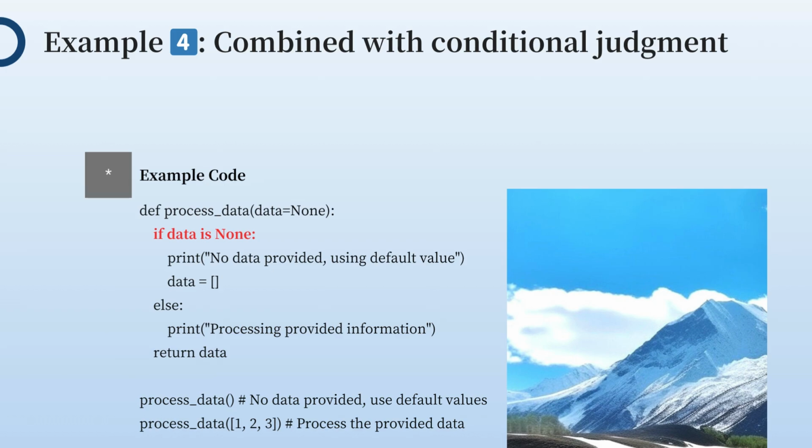Next is the fourth example, showing how to use None in conjunction with conditional judgment. In this example, None means no data provided, which clearly distinguishes between value is empty and value is 0. This approach makes us more flexible when processing data.